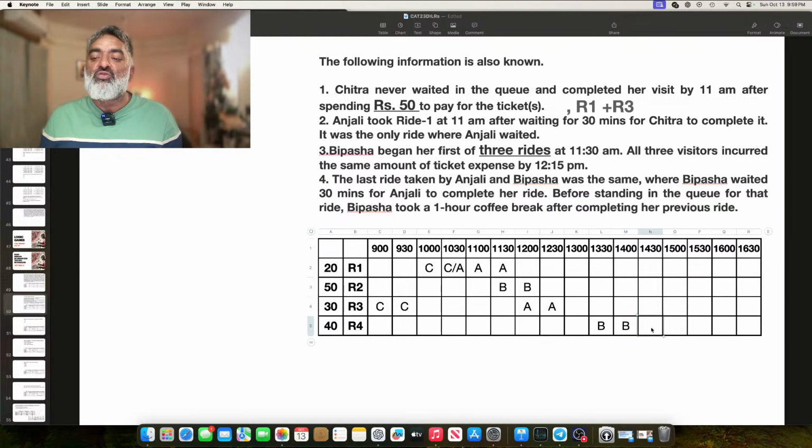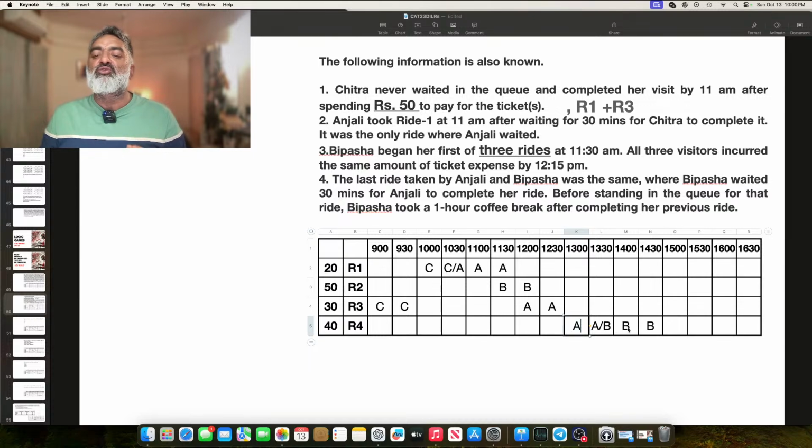She starts at 2, and from 2 to 3 she is on the ride. The 1:30 place is where she is waiting, right? Okay, maybe this is the case. This is the coffee break. B started at 11:30, got free at 12:30. From 12:30 to 1:30, she took a coffee break. At 1:30, she waited. This also says that A was already on the ride, and that's why B had to wait. And that means A must have started at 1 o'clock. Okay, looks okay, but there is a problem here, right?